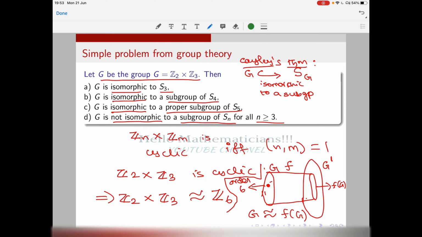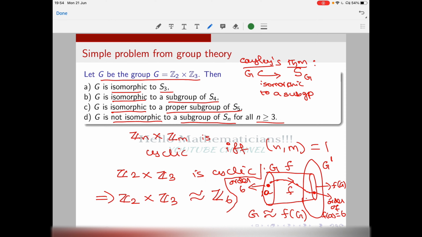Now this element will be mapped by F to some element here. Then what is the order of this element? Suppose F maps this element, say we call it A, to F of A. What should the order of F of A be? It should be 6, because an isomorphism preserves order.